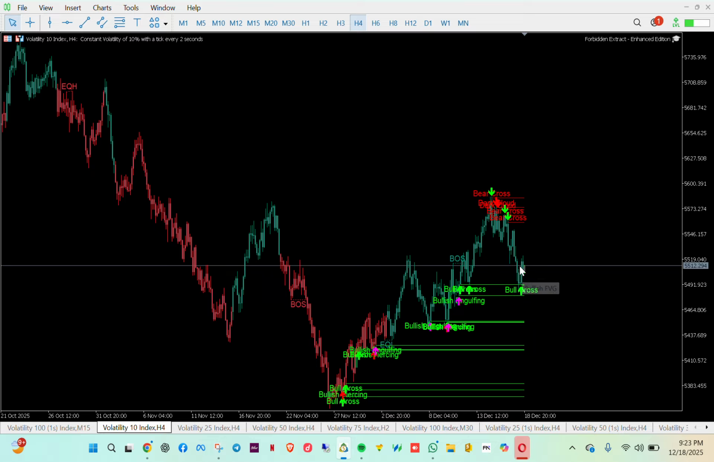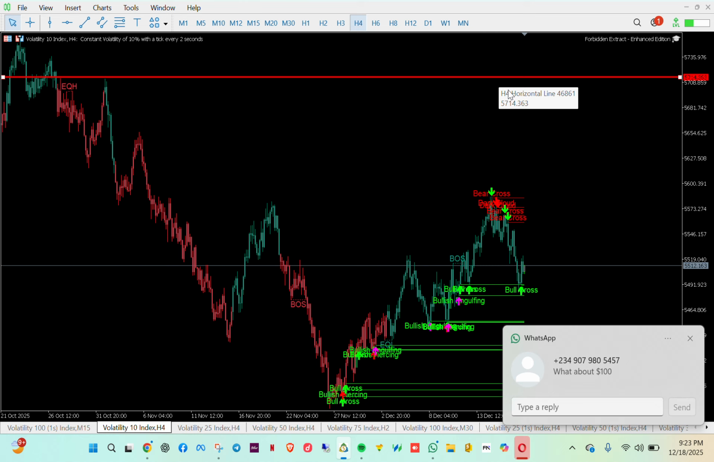Now what you just need to do is enter a buy, then target this place. You don't need to be hoping to target unrealistic profit for yourself. It is not ideal that I enter a trade here and now decide to say I want to go and put my TP around here. It doesn't make sense. The market might not get there before it reverses.